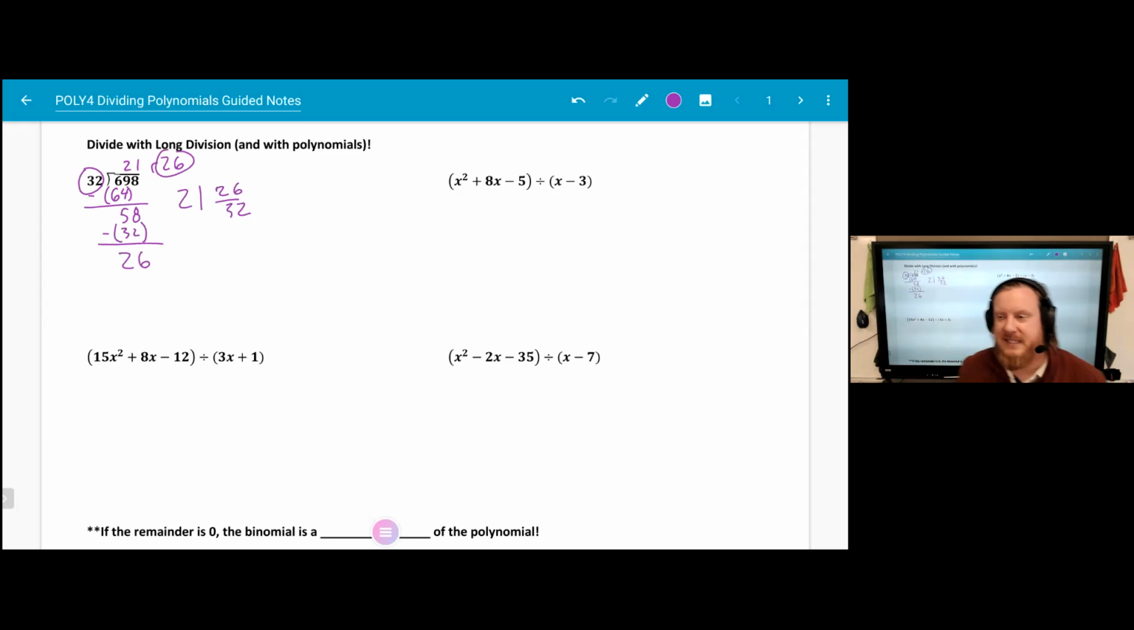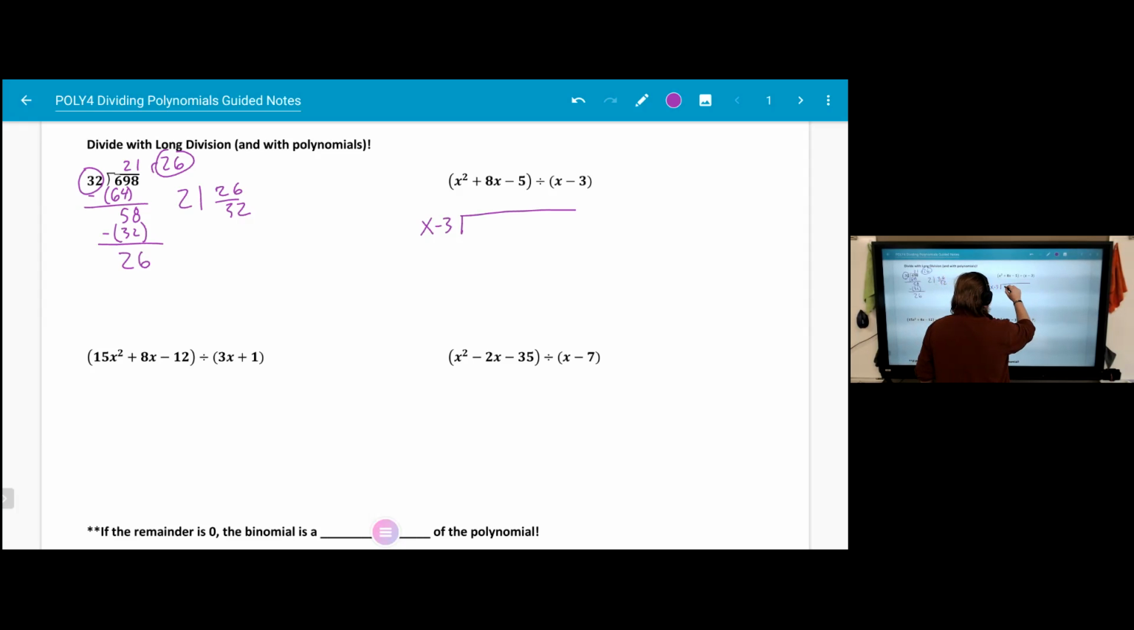We're going to do something similar in long division with polynomials. I've got x squared plus 8x minus 5 divided by x minus 3. Okay, take this nice and slow here. I'm going to have x minus 3 out here. Inside, I've got x squared plus 8x minus 5. We're going to start like this.